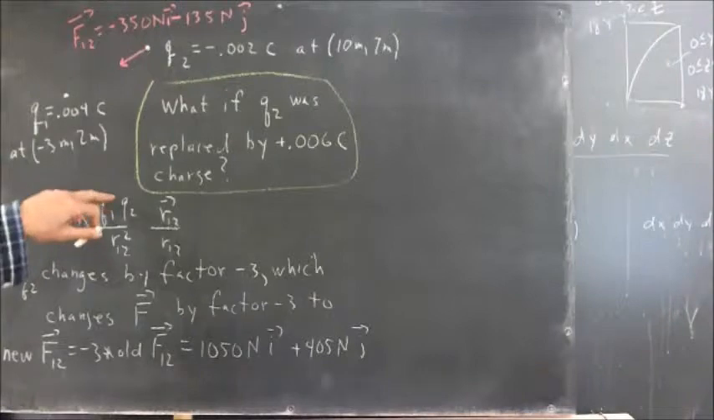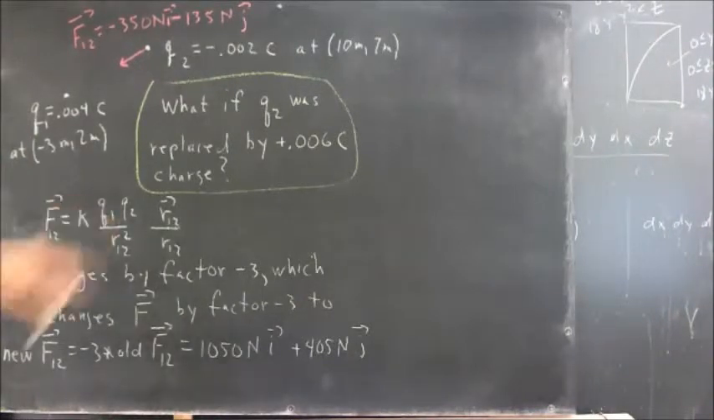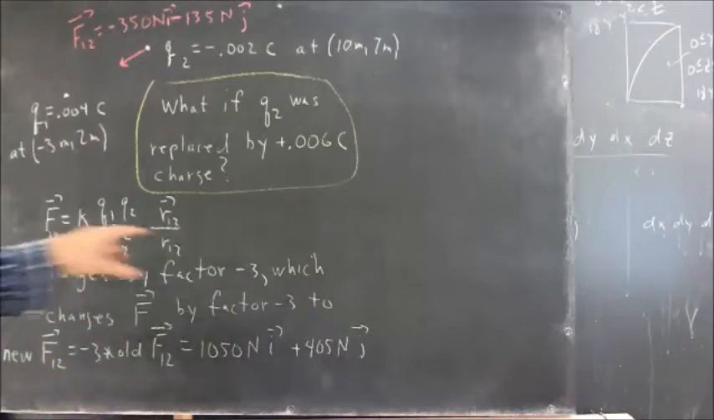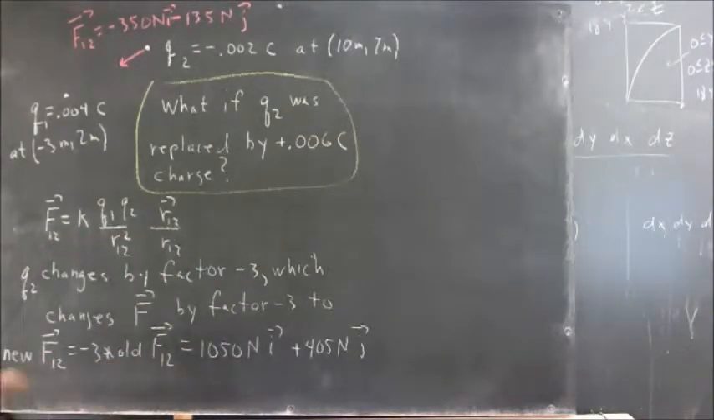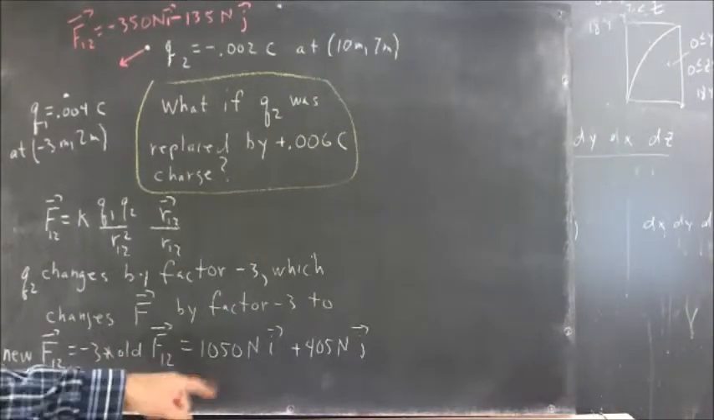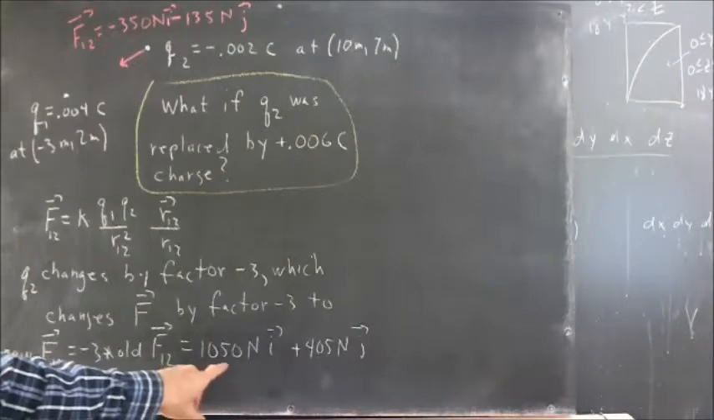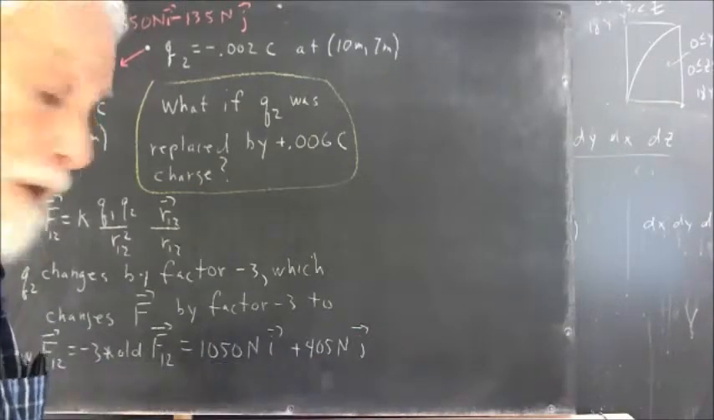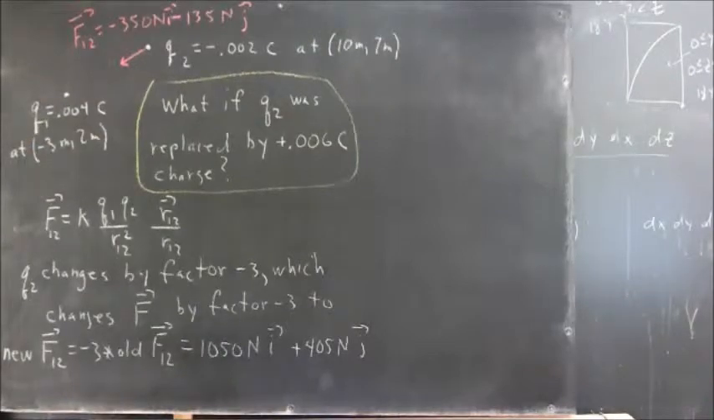Well, Q2 being a factor of the calculation for F12 means that if Q2 changes by a factor of negative 3, F12 changes by the same factor. So the new F12 will be negative 3 times our old F12, and if I did my calculations correctly, which you should check, we get 1,050 newtons times i plus 405 newtons times j.